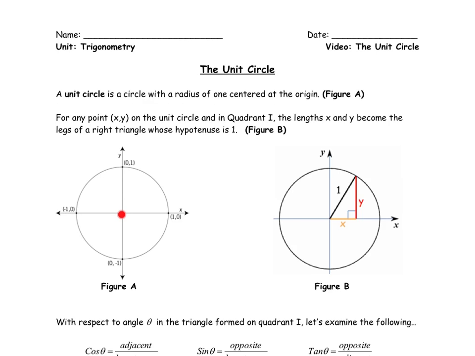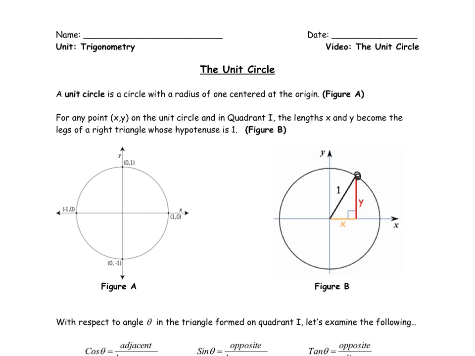Here's the center at the origin, and I've gone over 1, which is a radius, up 1, left 1, down 1. So all of this is a circle with a radius of 1. Now for any point on the unit circle in quadrant 1, the lengths x and y become the legs of a right triangle whose hypotenuse is 1. So what do I mean by that?